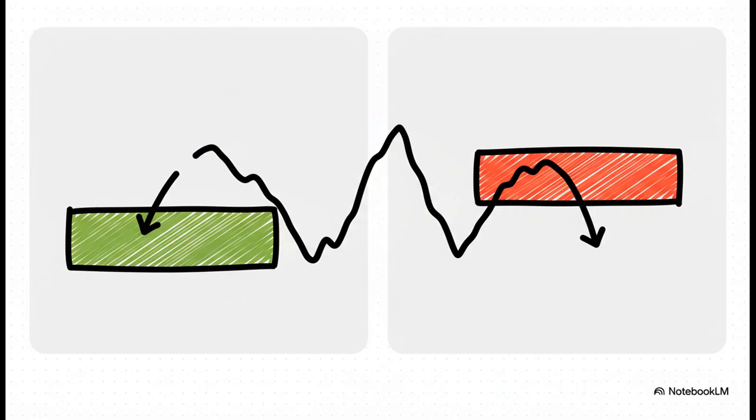The exact same price level transforms. It goes from a zone of buyer optimism to a zone of seller's regret. And if you can spot this transformation happening on a chart, that gives you a massive strategic edge. It helps you anticipate where the market might go next.